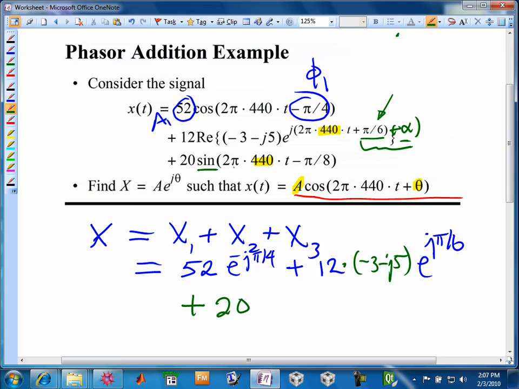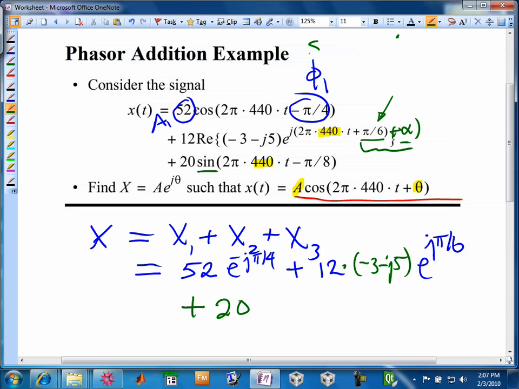Well, we're taking no derivatives here, but remember that this is a trig identity, right? Cosine or sine of theta is equal to cosine of theta minus pi over 2. Remember that identity? 20 e to the j, and then negative pi over 8 minus pi over 2 would be.